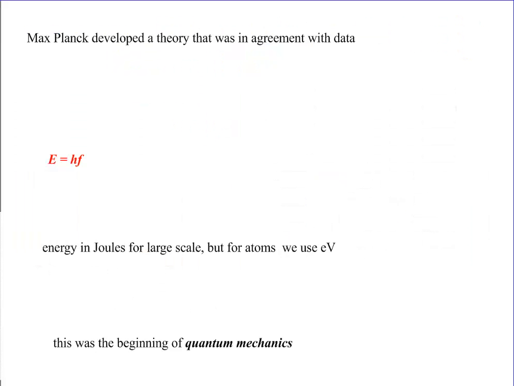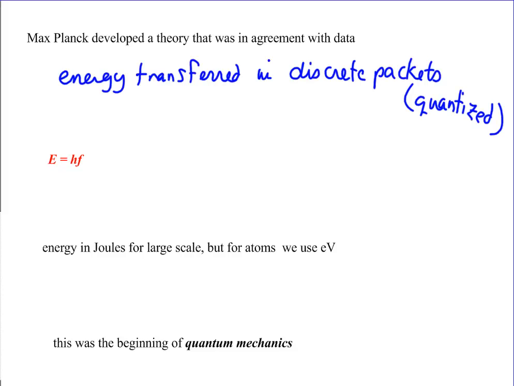Max Planck studied this, and he developed a theory that was able to explain the experimental results of the data. And his theory was that energy was transferred in discrete packets, or quantized. And this energy quantization is a function of frequency, and these packets, or these bundles of light, are called photons. What this did is this showed that electromagnetic radiation, in particular light, was actually behaving as a particle.